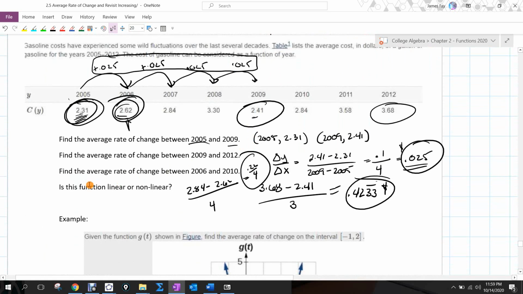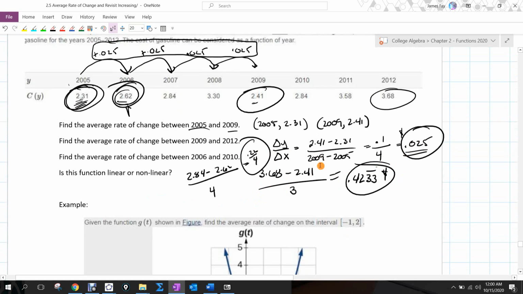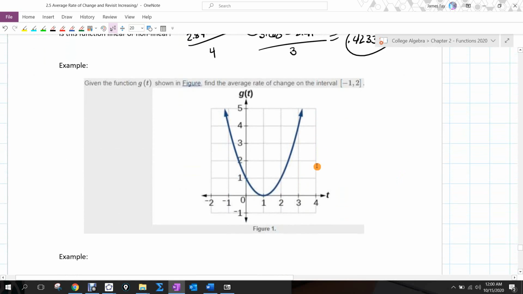So when they ask you, is this function linear or nonlinear? My answer is it's nonlinear, because the average rate of change is not constant. Okay? Here's another situation. And this might prove to us that when the average rate of change is not constant, that the function is nonlinear. We automatically know this is nonlinear. Okay, nonlinear, not a line.